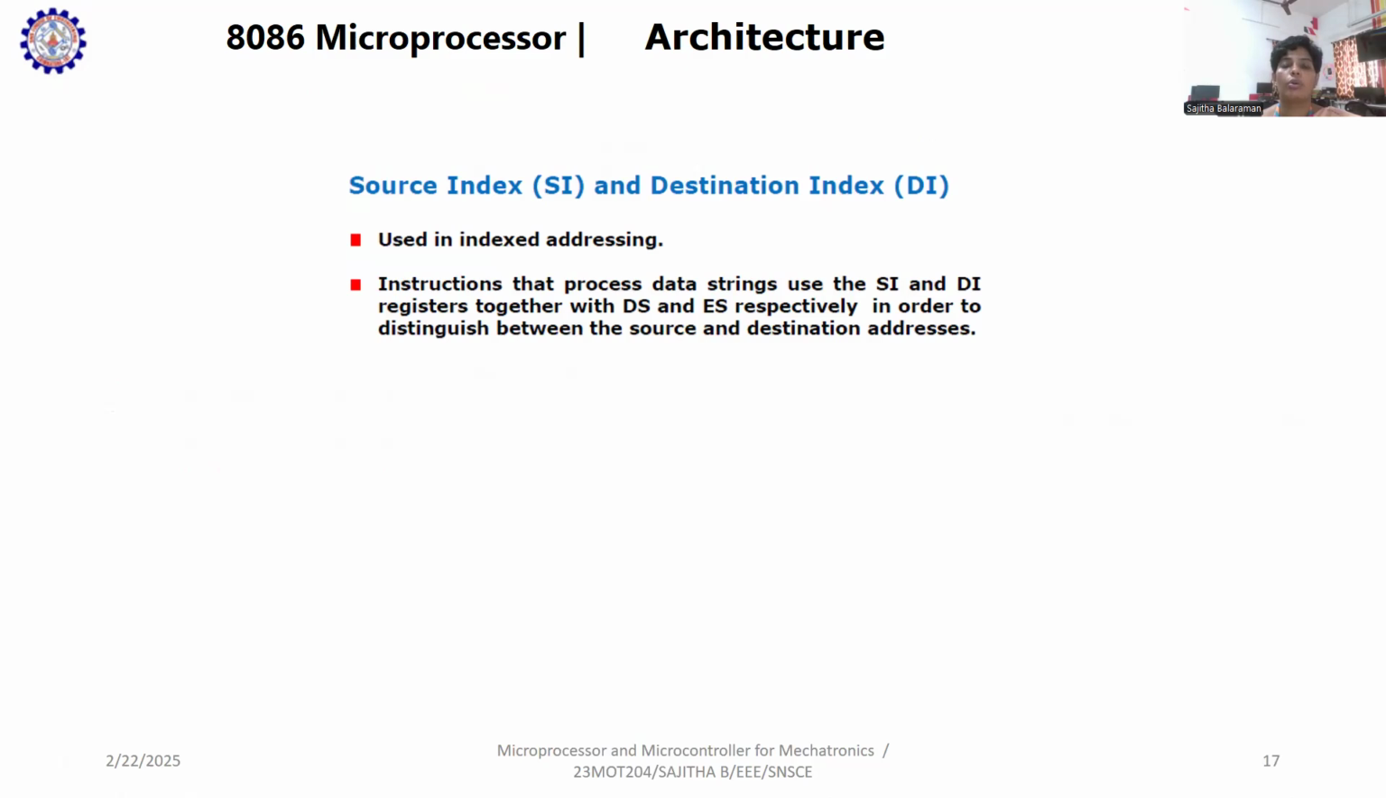So these are all about the architecture of 8086. I'm stopping with a question: what are all the general purpose registers? Name the general purpose registers.